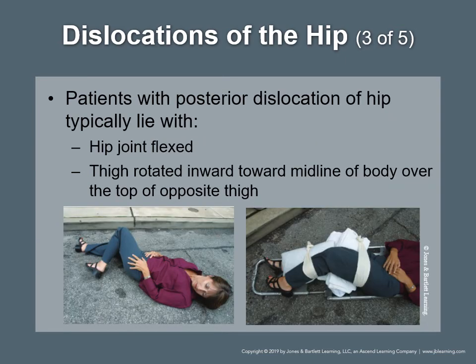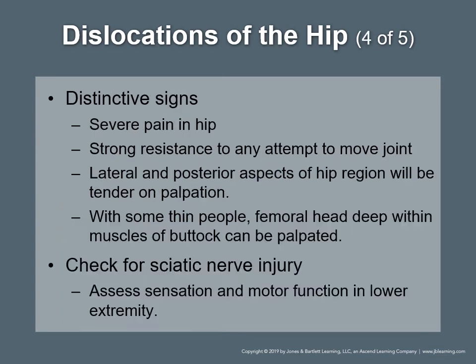Patients with posterior dislocation of the hip typically lie with the hip joint flexed. That means the knee joint is drawn up towards the chest. The thigh is rotated inward towards the midline of the body over the top of the opposite thigh. With the less common anterior dislocation, the limb is in the opposite position, extended straight out, rotated, and pointing away from the midline of the body.